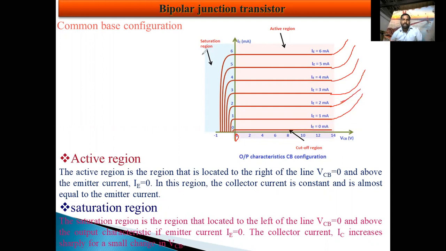Now, saturation region, active region, cutoff region. After a further increase of the VCB value, we get breakdown. A large current will flow. That region is the breakdown region.